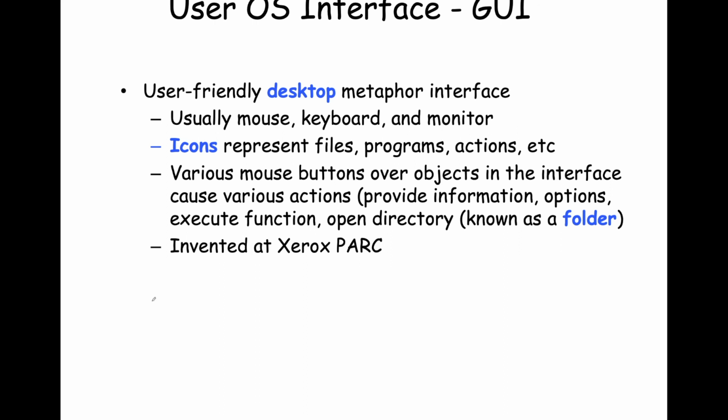The so-called WIMP: Windows, Icon, Menu, Pointer. Now, in this case, when I say pointer, I mean the mouse pointer. And so a WIMP interface has all of these components: windows, icons, menus, and pointers. And it's the friendly desktop metaphor that you're all used to.